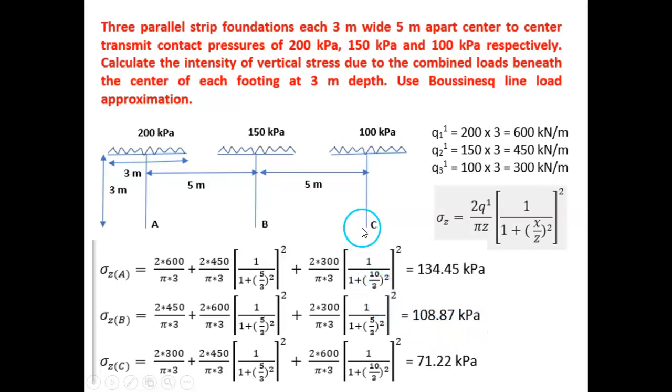Then at point C, the 300 kilonewton per meter will become direct load and the other two loads will become neighboring loads with x distances 5 meter and 10 meter. Substituting these values in the line load equation and by taking the sum of increase in vertical stresses, we'll get the increase in vertical stress at point C as 71.22 kilonewton per meter square.